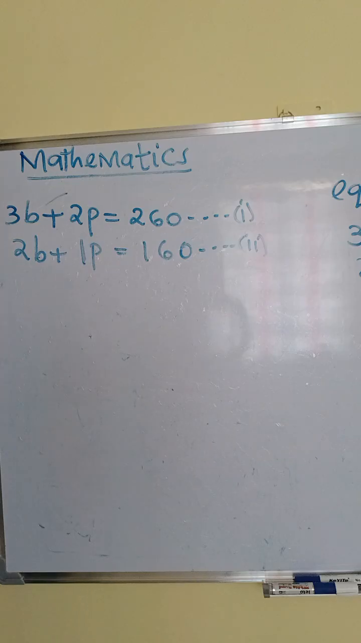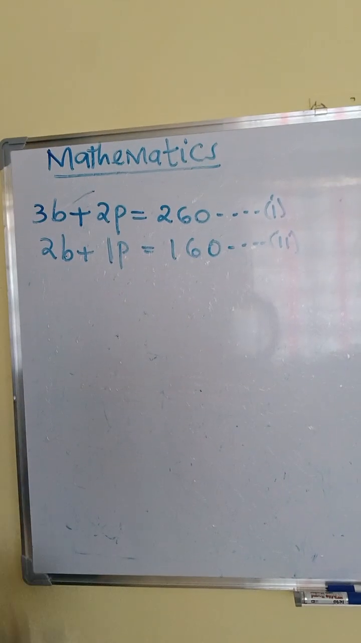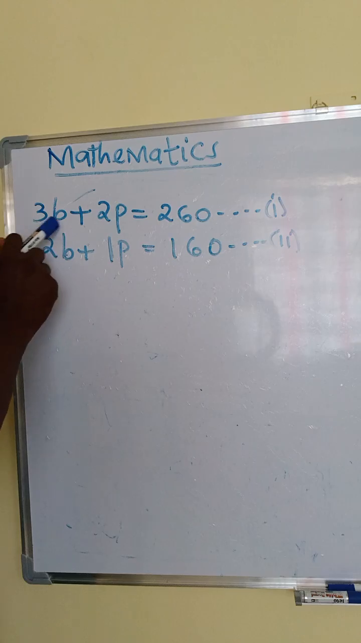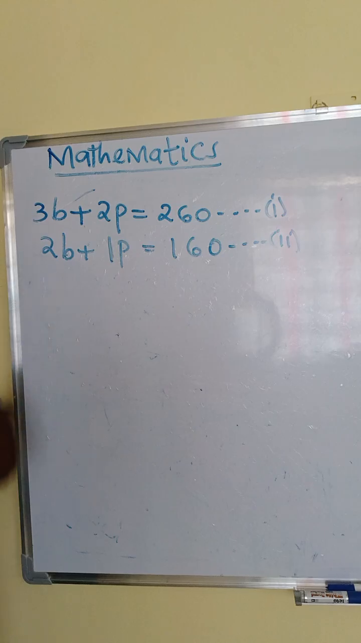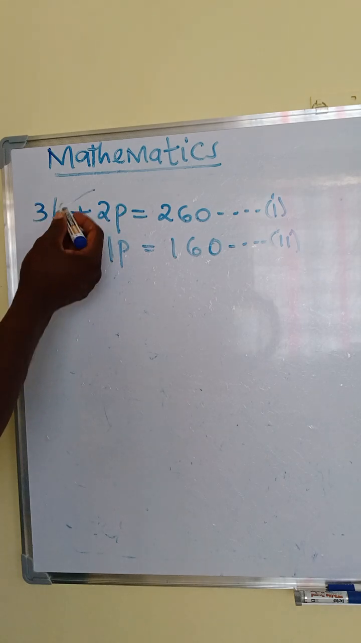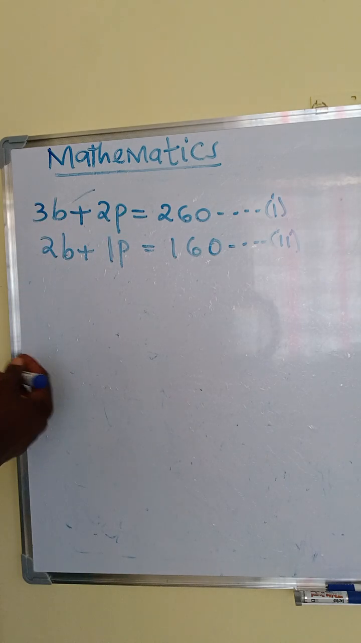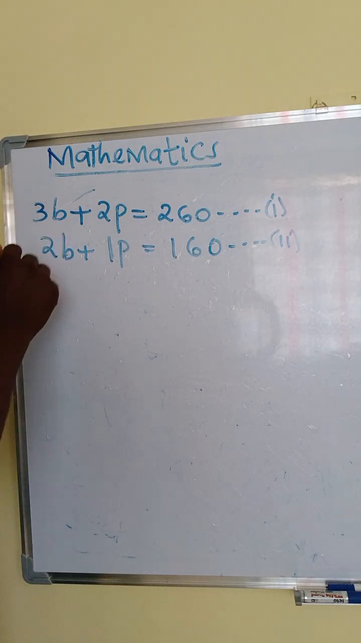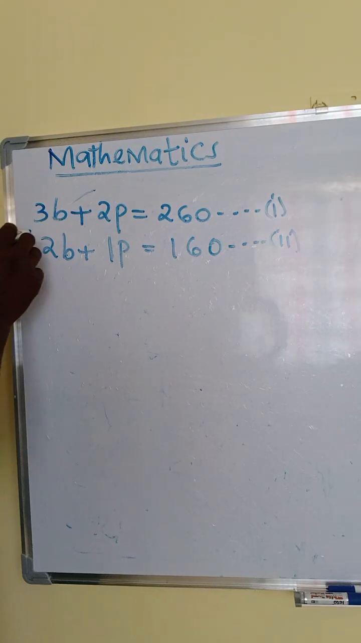Now, with me, I'm going to choose B to read the same values. So I want the B in equation 1 and the B in equation 2 to read the same values, so that when I subtract them, they will give me a 0, because what we are going to do using the elimination method is just to eliminate one of the letters. To eliminate means to do away with. So in order to do away with one of the letters, you will have to subtract.